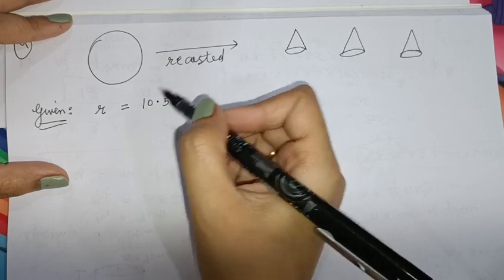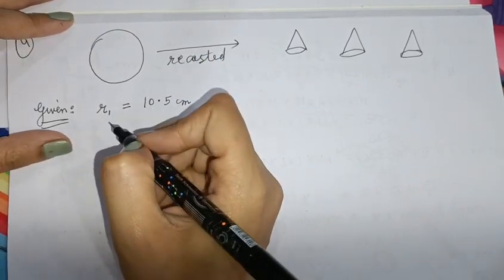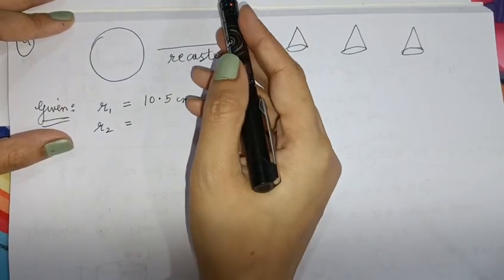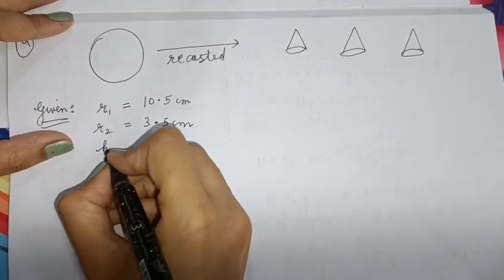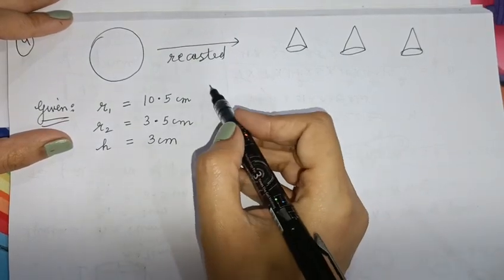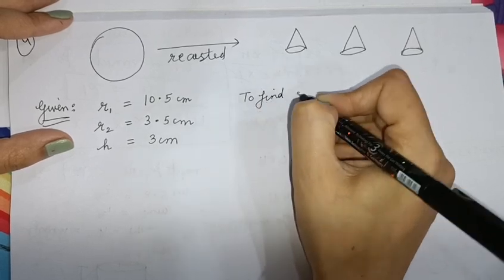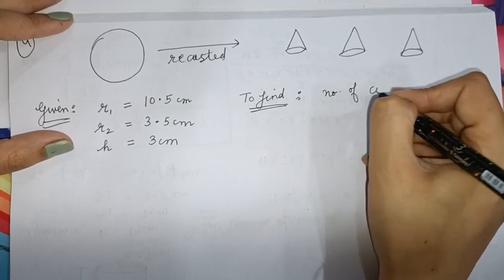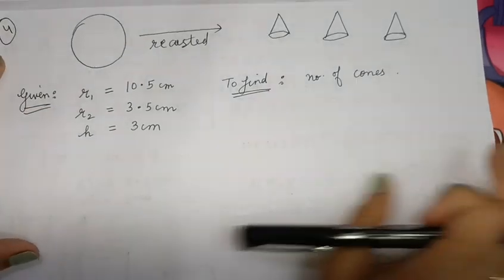Because two radii are involved, I'll write radius of sphere as R1 and radius of cone as R2. Radius of cone is given to us as 3.5 centimeter and height of cone is given as 3 centimeter. So these are the things which are given to us, and what we have to find here is the number of cones. Similar to the last question, the same way we will do this also.